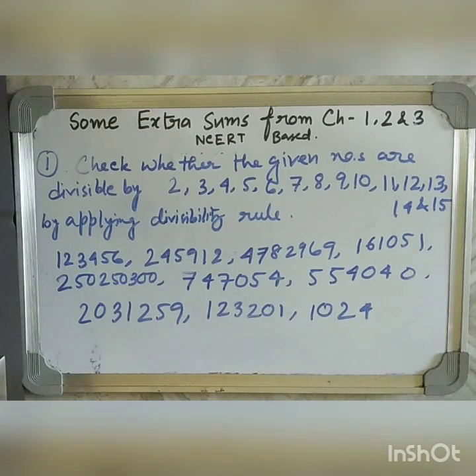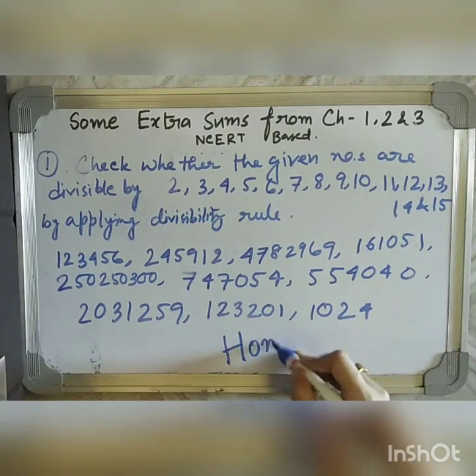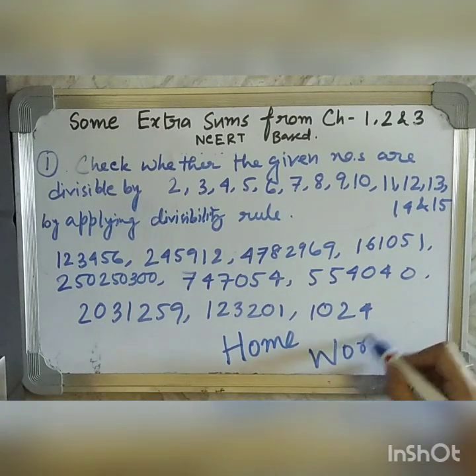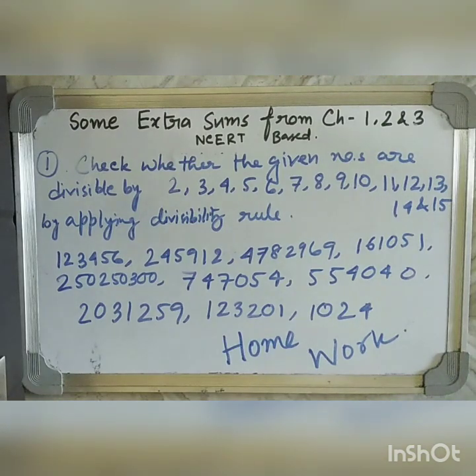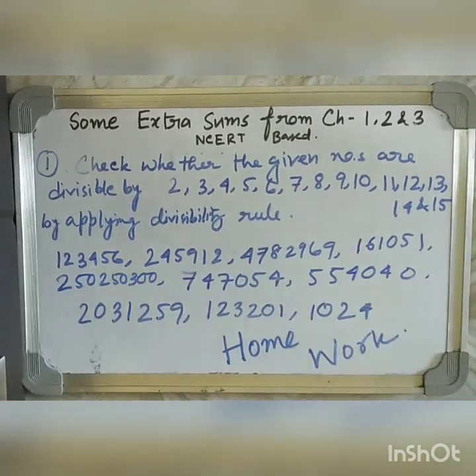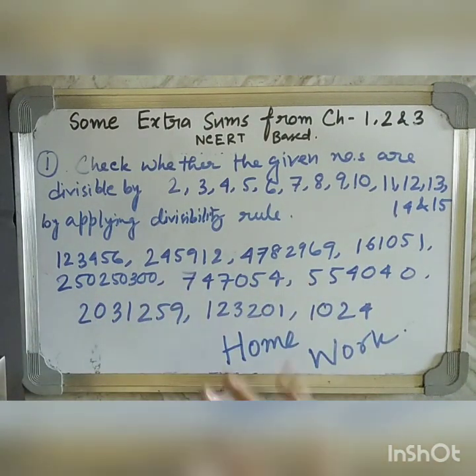Now in this question I have given, check whether the given numbers are divisible by 2, 3, 4, 5, 6, 7, 8, 9, 10, 11, 12, 13, 14, 15, by all these numbers. As I have already told how we have to check the divisibility of all these numbers. Okay. Now everyone will apply the divisibility rule. For each and every number you have to show whether these numbers are divisible by all these numbers or not. If you just write that this number is divisible by 2 or this number is divisible by 9, I will not take that answer.